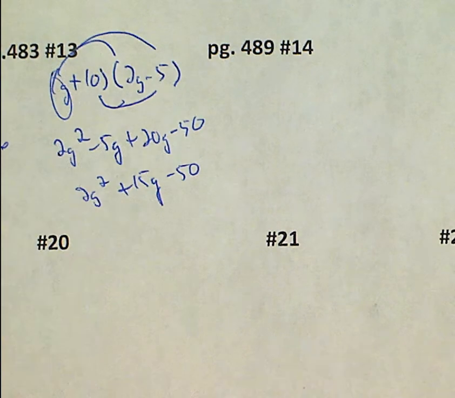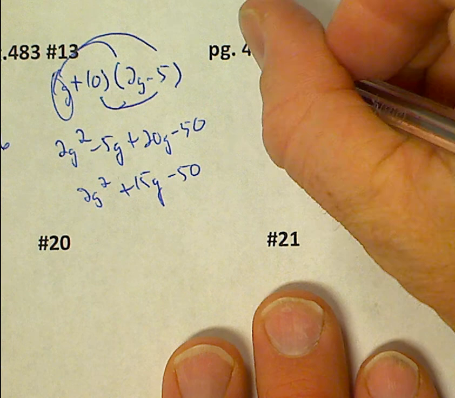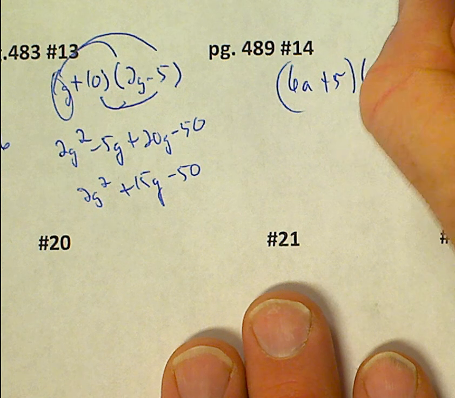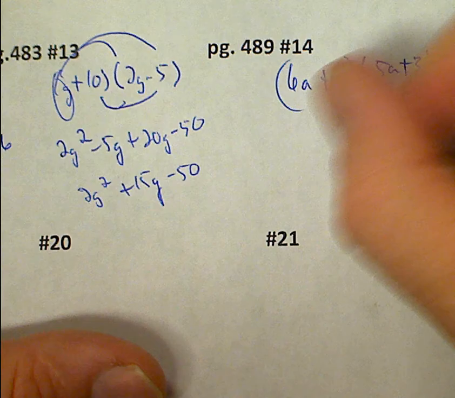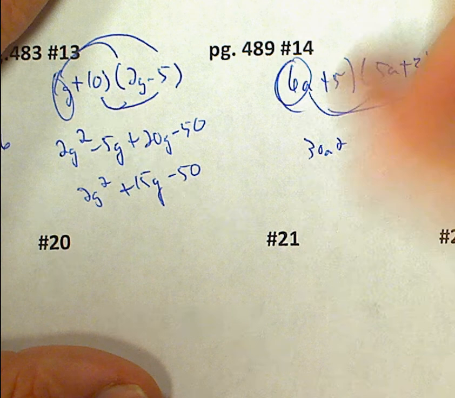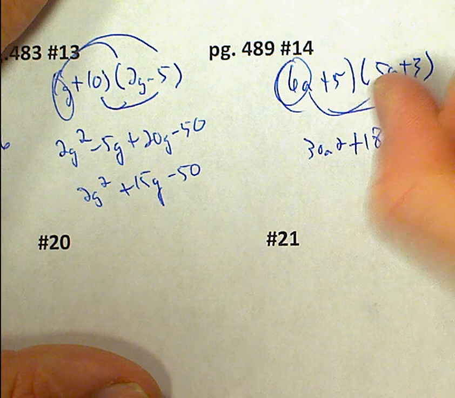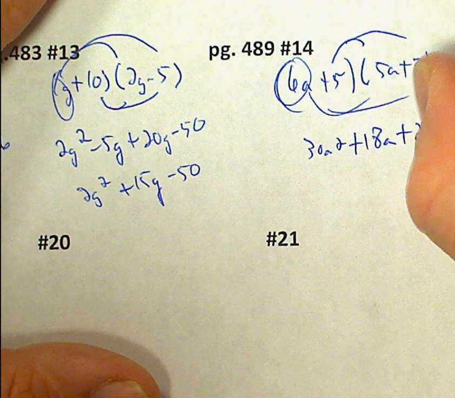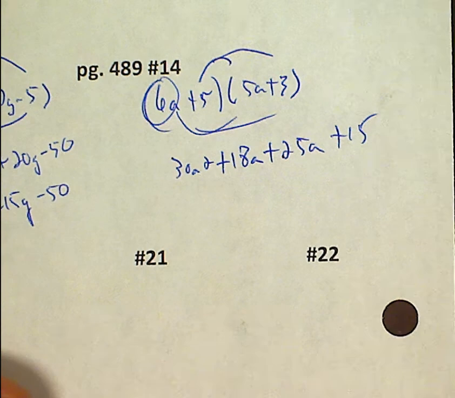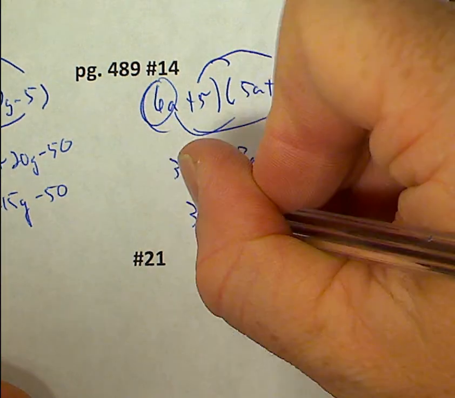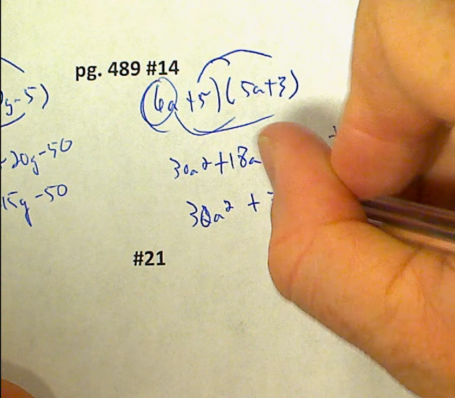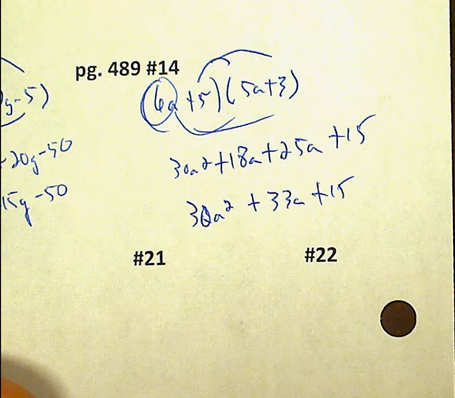Number 14, 6a plus 5, 5a plus 3. So this would be 30a squared plus 18a plus 25a plus 15. So that's 30a squared plus 33a plus 15.